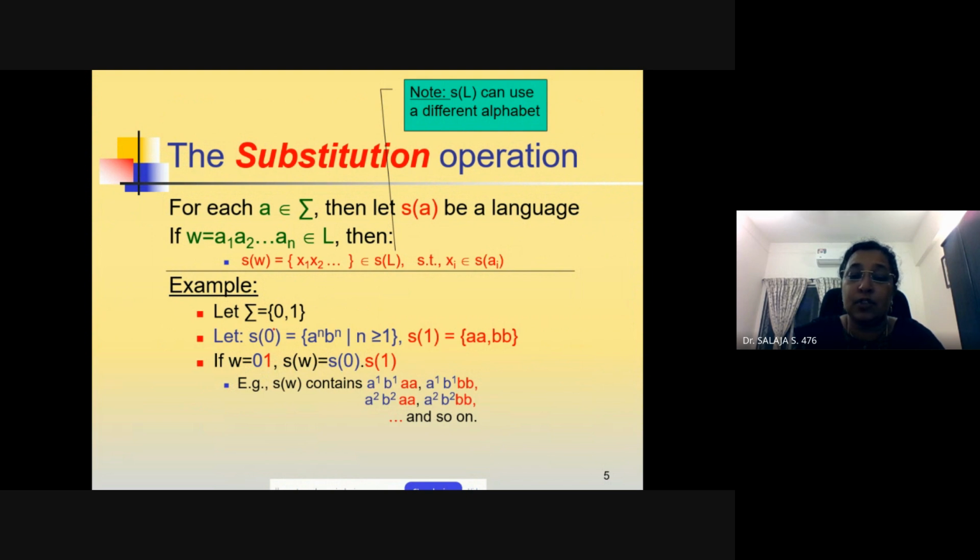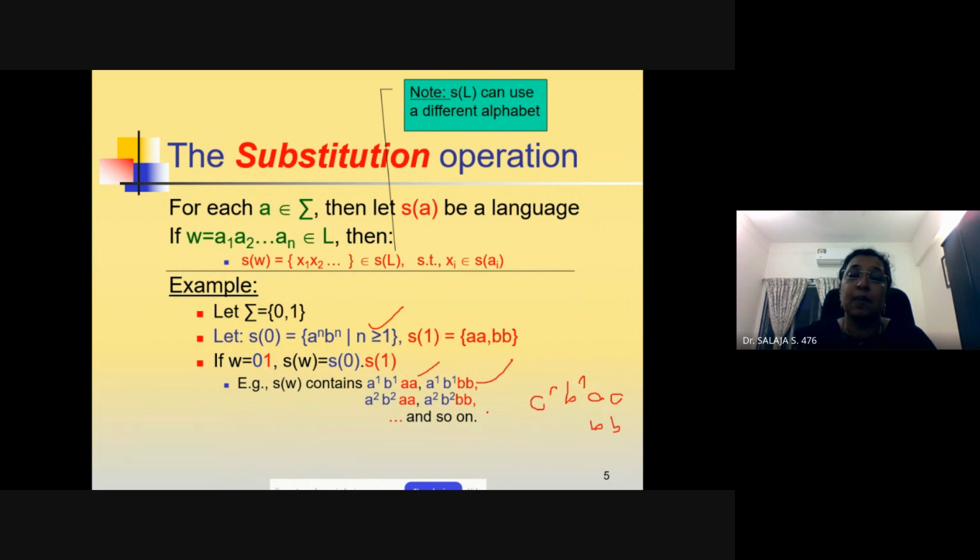So what is S of 0? S of 0 is a^n b^n, which is concatenated with either aa or bb. And that is why we have it as a^1 b^1, because n varies from 1 to infinity. That is what is given here. So it is a^n b^n with bb or a^n b^n with aa. If there are two a's, it is followed by two b's, ends with aa and then bb and so on.